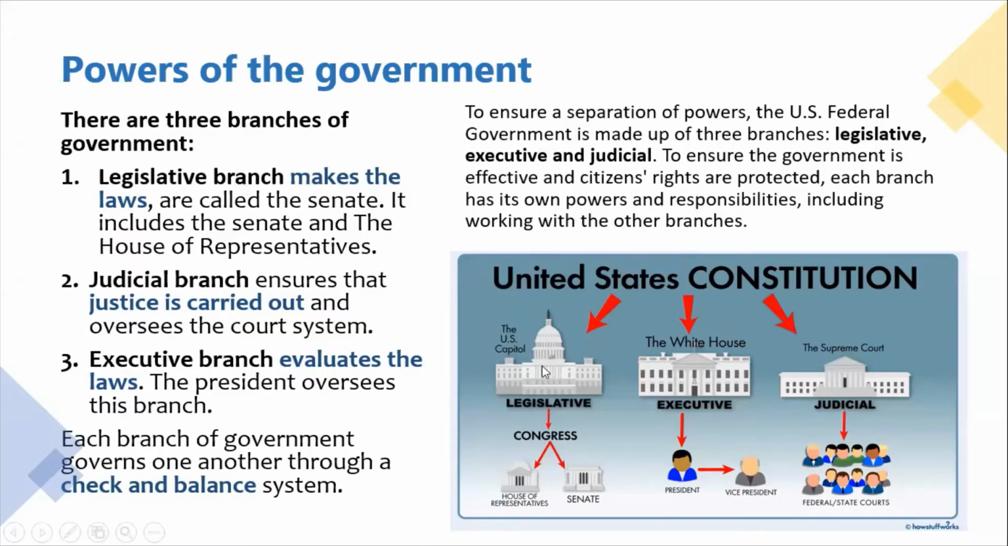The legislative branch makes the laws, and they are called the Senate and the House of Representatives. The judicial branch ensures that justice is carried out and oversees the court system. The executive branch evaluates the laws. The president oversees this branch as well as the vice president. Each branch of government governs one another through a check and balance system.